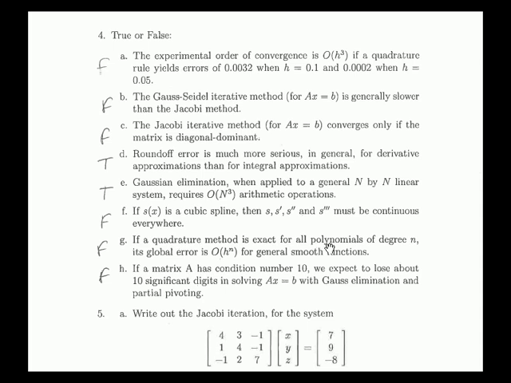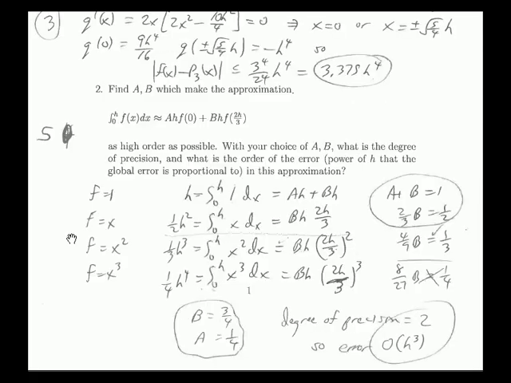Quadrature method is exact for all polynomials degree n. The global error is order h to the n for general smooth functions. False, it's h to the n plus 1. And almost every test has a problem like this where you need to know that theorem that we're just talking about. Sometimes I'll give you the coefficients and you just say how high degree precision it is.